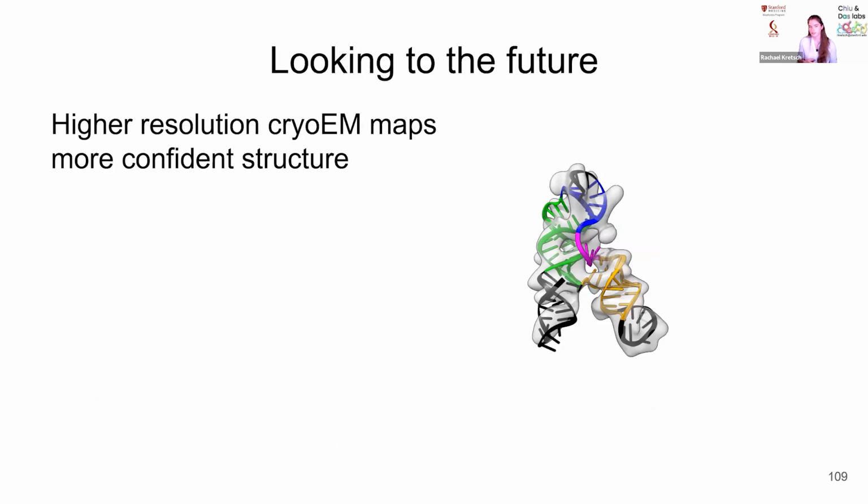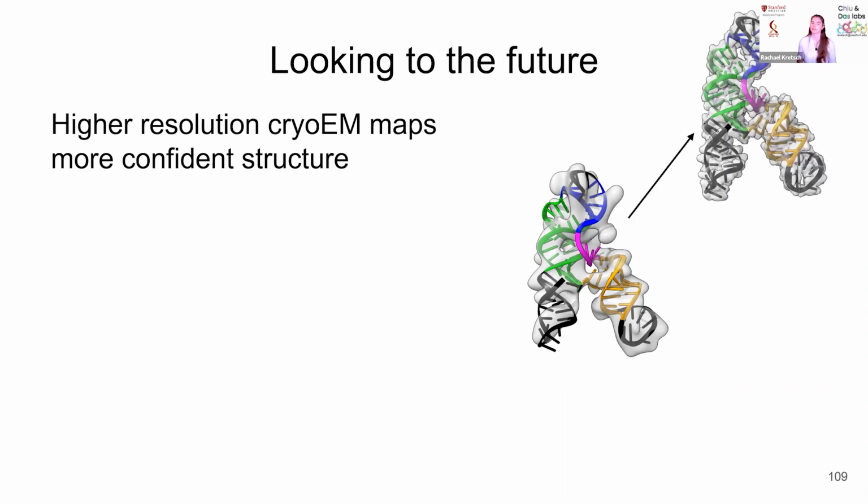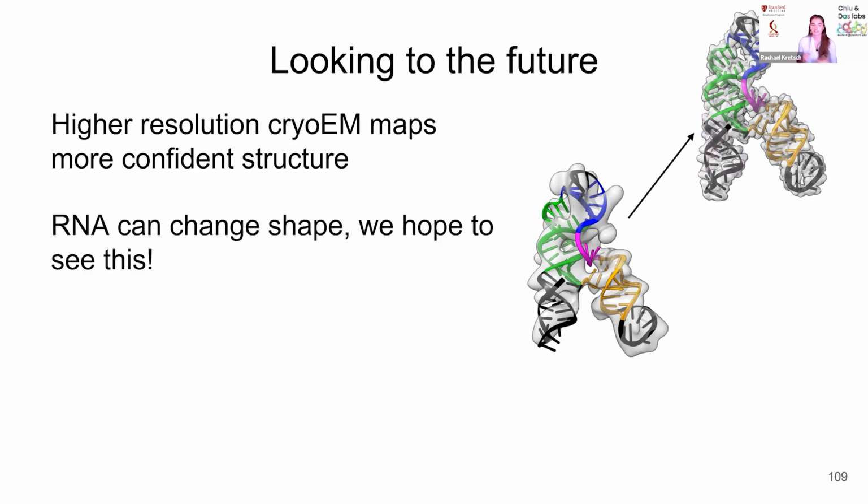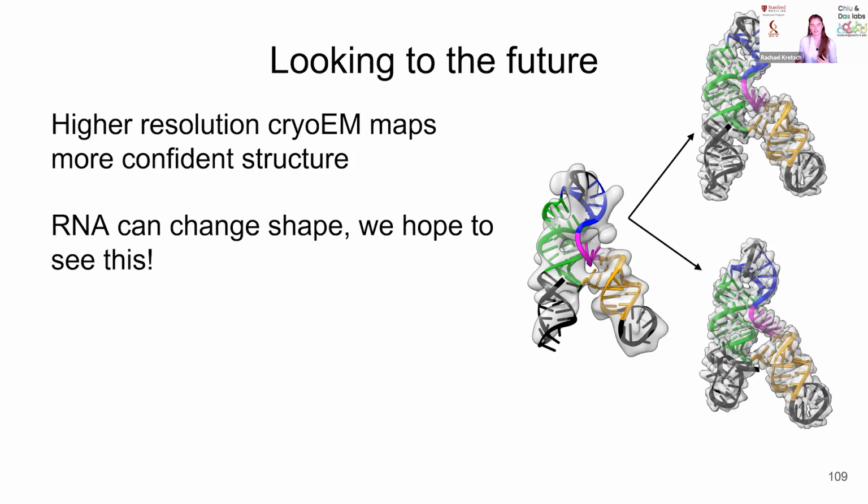So looking to the future, we have many goals, but I'll just list 4 here. The first is to get higher resolution, where all that means is more detailed shapes, which means we're going to be more confident in where all the bases are. Okay, so if we have more detailed shapes, we can better fit in where all the bases should go. The second is the fact that RNA can change shape, right? So when I was talking about, oh, maybe there's an unthreaded RNA, well, that's a different shape. So we hope in the future we can see different shapes.